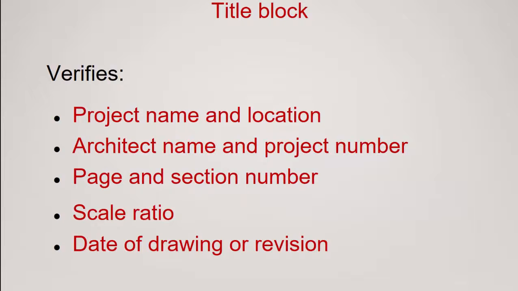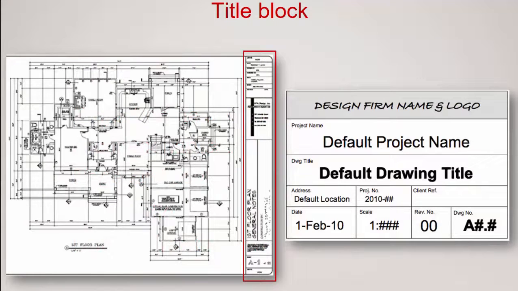So blueprint components include such things as a title block. And a title block would verify the project name and location, architect name, and if there's a project number, page that you're on and the section number associated, the scale of the drawing, and the date of the drawing or revision. So here's a sample title block. And you can see some of the information that was just described.